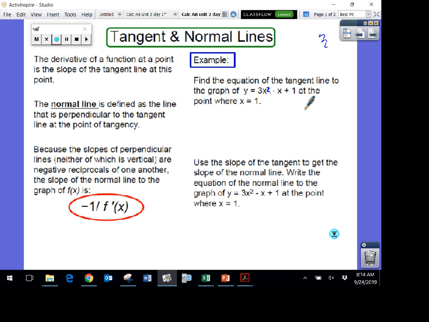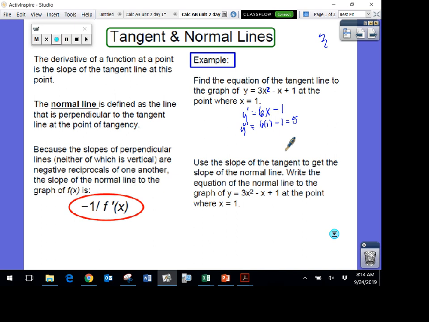So, find the equation of the tangent line. We need to find y prime. y prime is 2 times 3 is 6, x to the 2 minus 1, which is 1, minus 1 x to the first, so minus 1. So there's your derivative. We need it at 1. So 6 times 1 minus 1 is 5. y prime at 1 is 5.